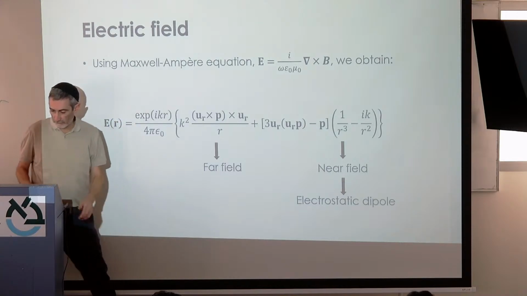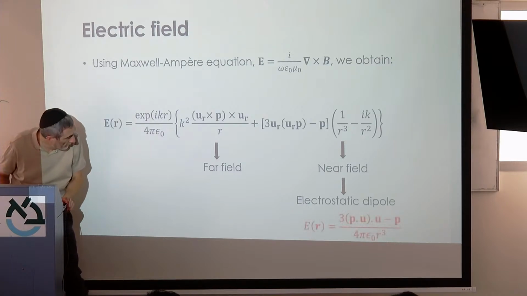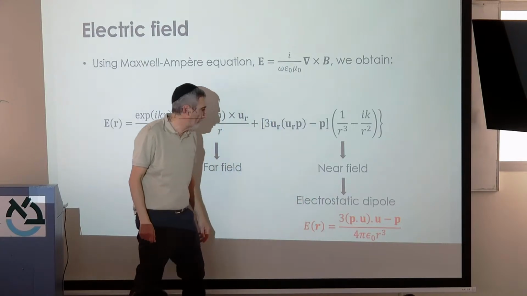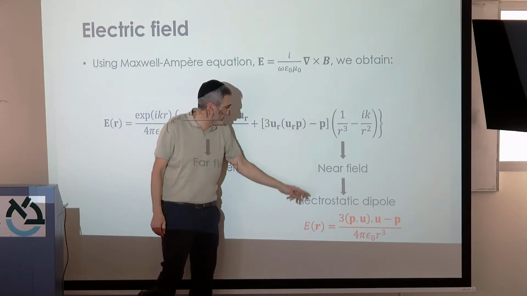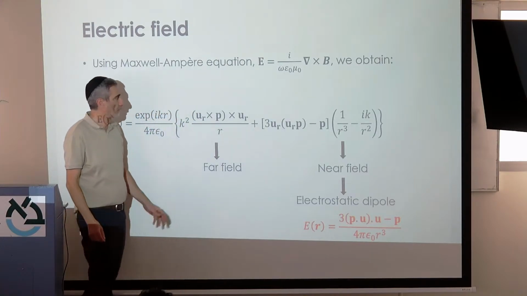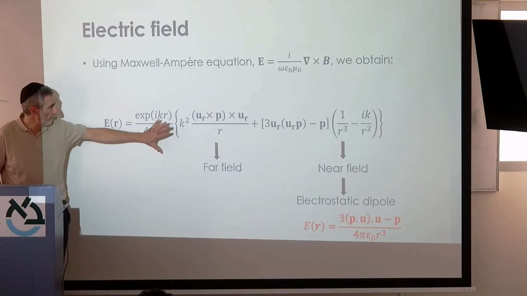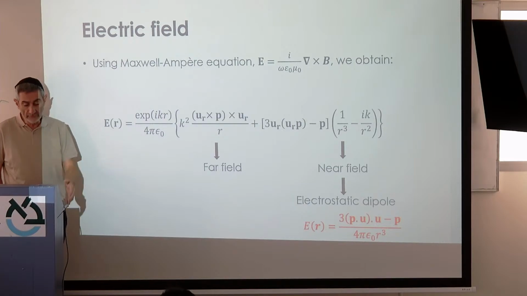If you remember, I should have put it here. Yeah, that's the expression where I put the term of 1 over r cube. You recover this term. This specific term is the electrostatic dipole, minus the correction. So: far field term, near field term, including the electrostatic dipole and the correction due to the retardation due to the oscillation of the dipole.